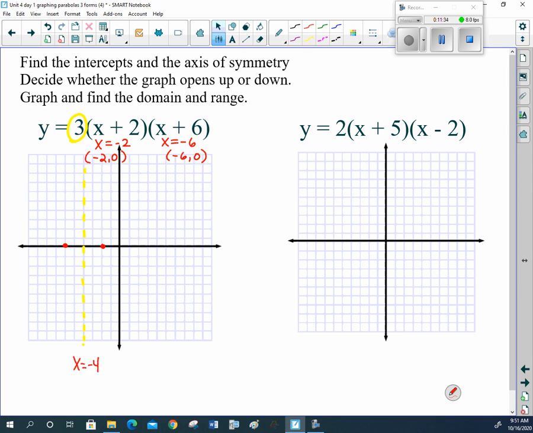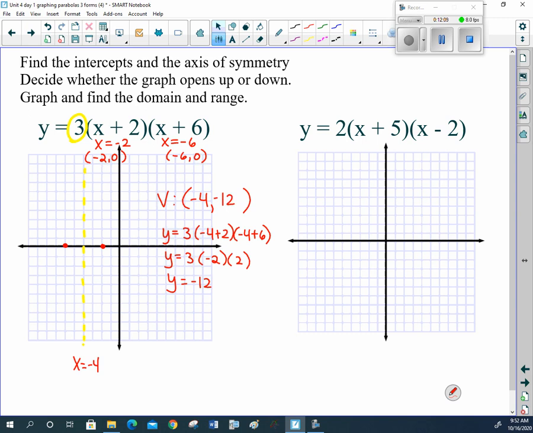-4. So that tells me my vertex has to be at -4, comma, and remember, once you know the x value, you plug it back in to find the y value. So y equals 3 times (-4 plus 2) times (-4 plus 6). So order of operations, do what's inside the parentheses first. And so you end up with -4 times 3, so we end up with y equals -12. So my vertex is (-4, -12).